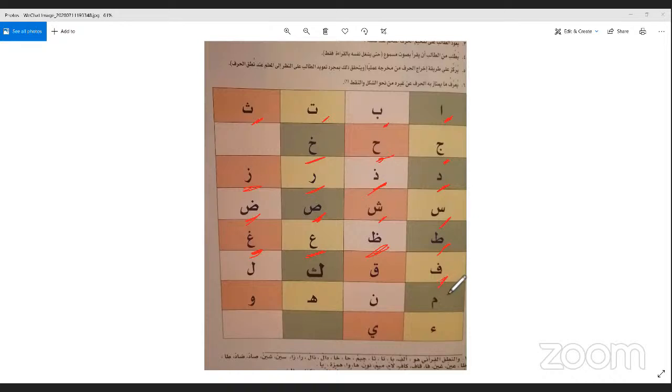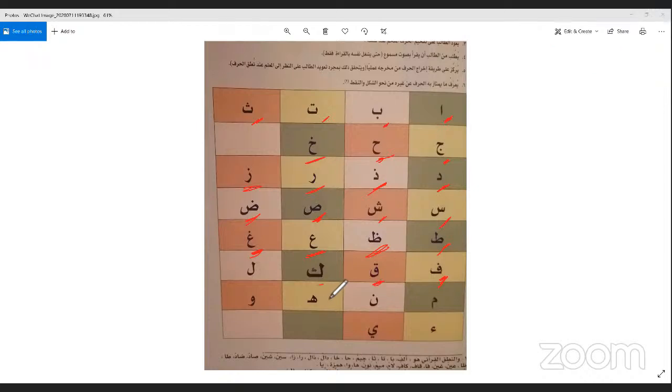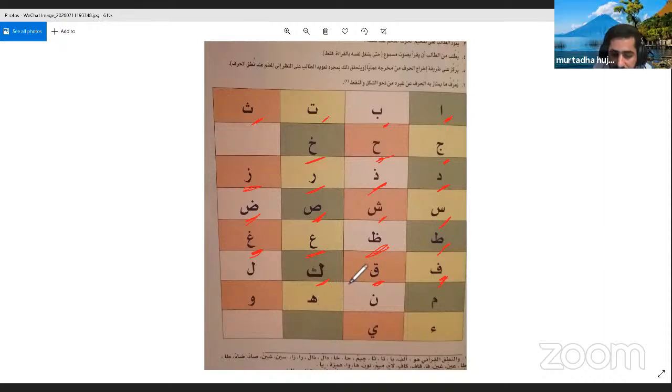Fa. Qaf. Kaf. In the dialects, you will see some more letters of this.